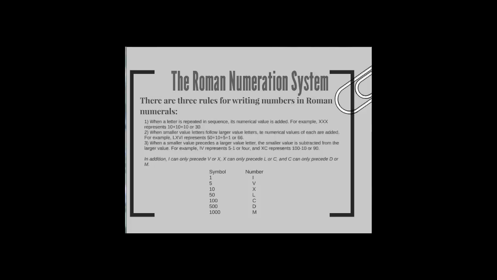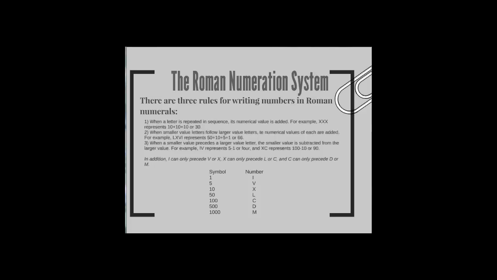Well, as I mentioned, a numeration system consists of a set of symbols and various rules for combining the symbols to represent the numbers. So let's go over the Roman numeral system's rules, okay? There are 3 rules for writing numbers in Roman numerals. When a letter is repeated in sequence, its numerical value is added. So for example, 3 X's represents 10 plus 10 plus 10, or 30.